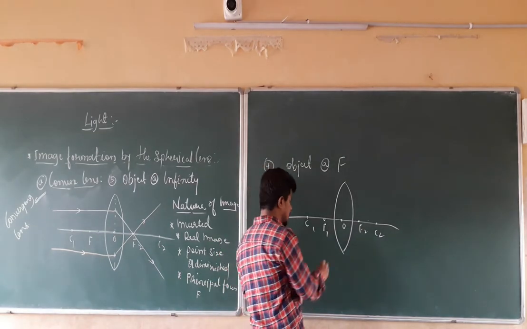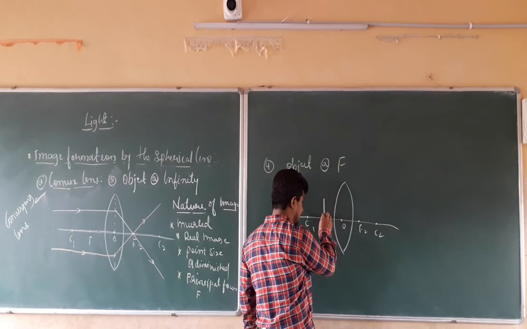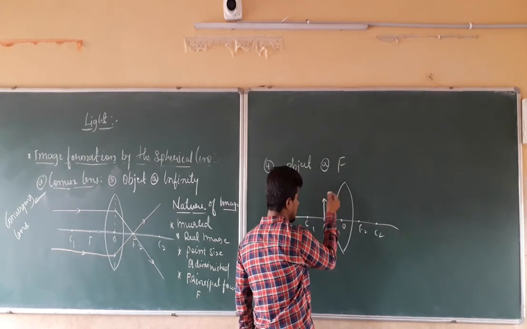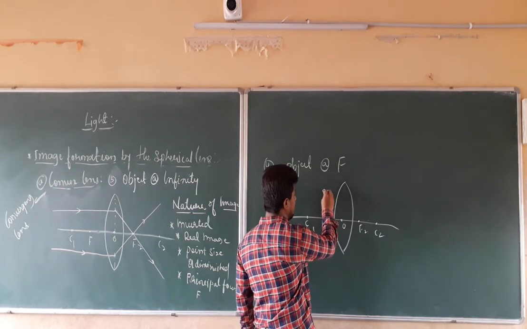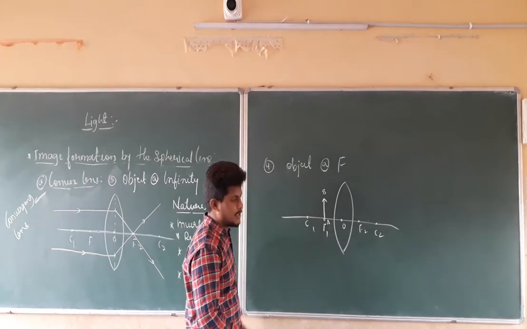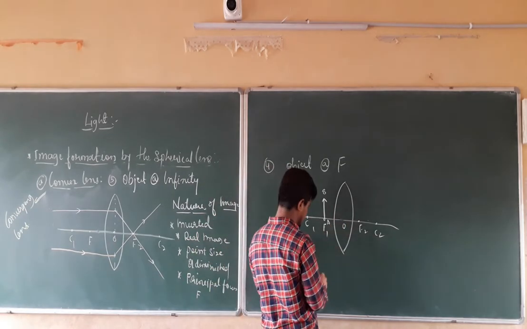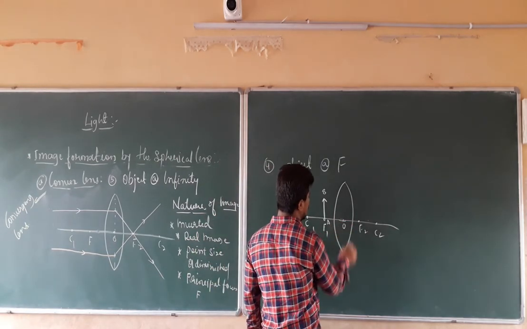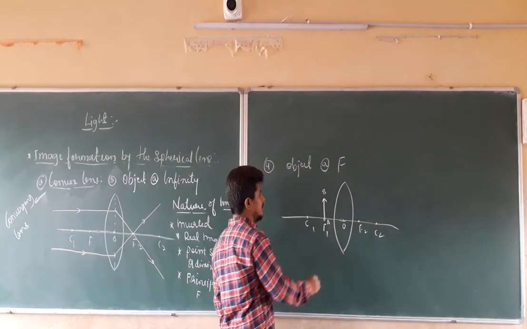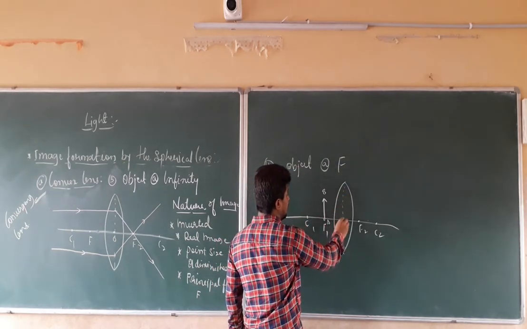Now, where are we going to keep the object? We are going to keep the object at F. That is nothing but AB. Again, we are going to take the two light rays which are coming from the object.